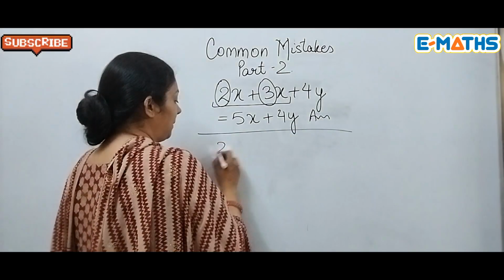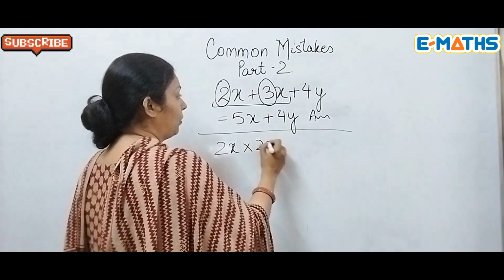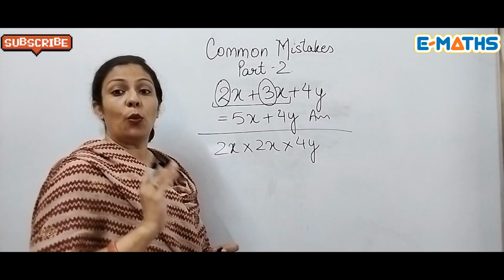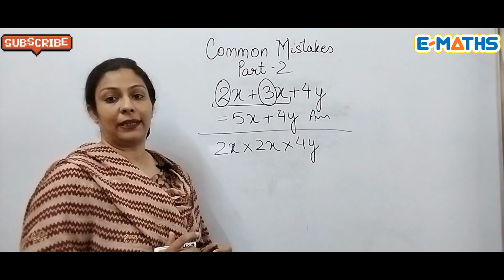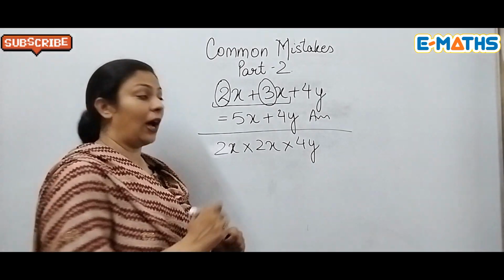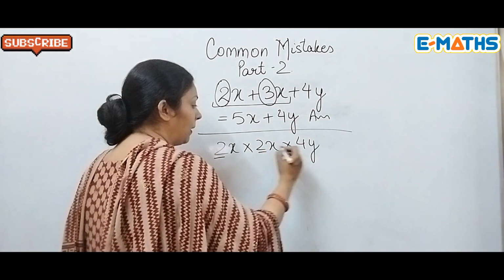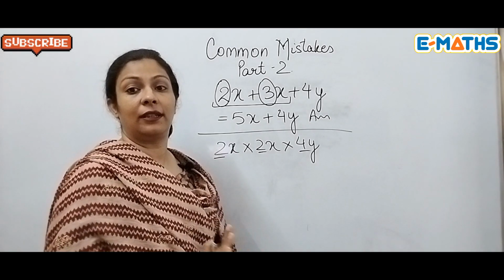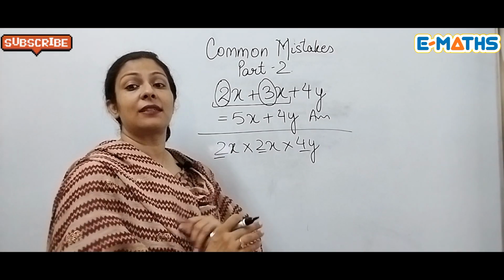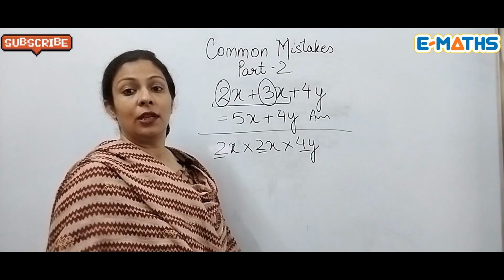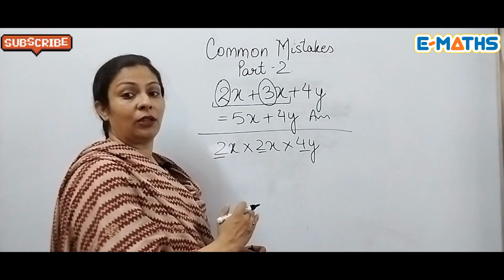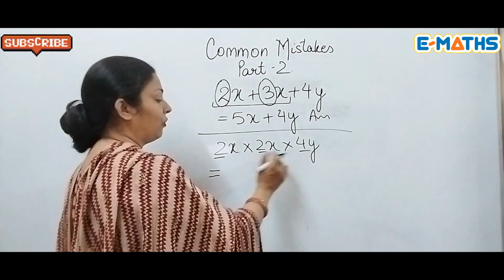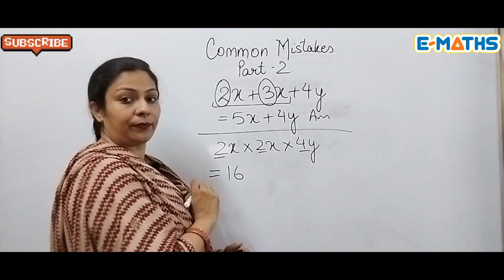Now I'll take the same terms, but I'll put a multiplication sign here. Now when it comes to multiplication, you have to multiply all the numerical coefficients. Here we are not looking for like terms. Multiplication has nothing to do with like terms. You need to take all the numerical coefficients and multiply them. So here when you multiply, you'll get 2 2s are 4, 4 4s are 16.